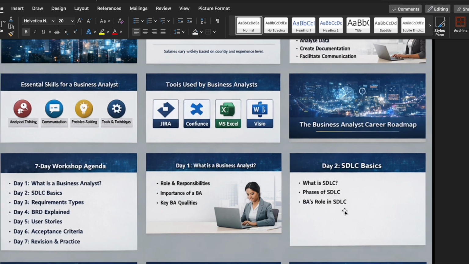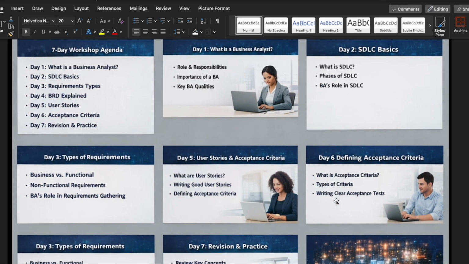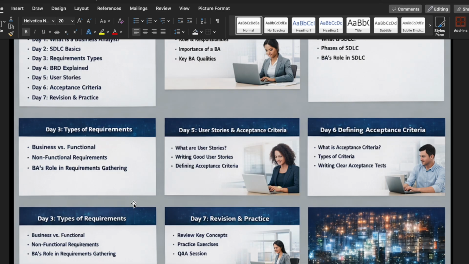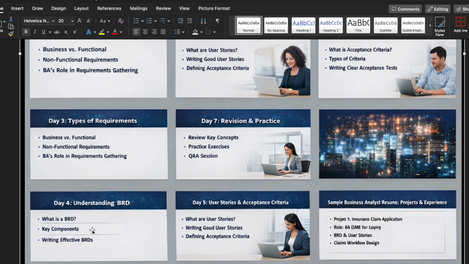that you already know: BRDs, user stories, and acceptance criteria. One thing a business analyst does day to day is write user stories and work with developers, testers, and the business. If you learn that one thing, writing user stories and adding acceptance criteria, you are more than enough to start your job.